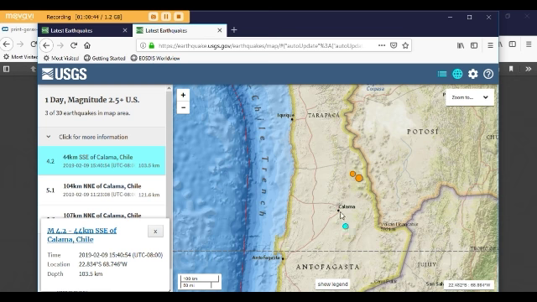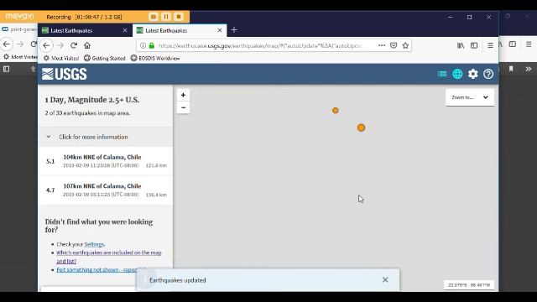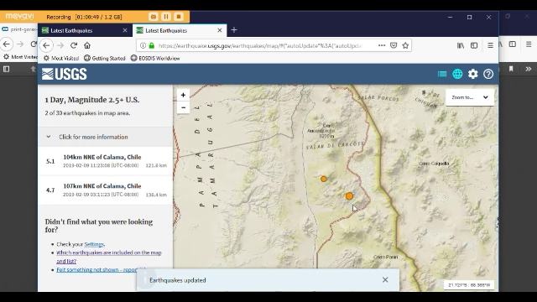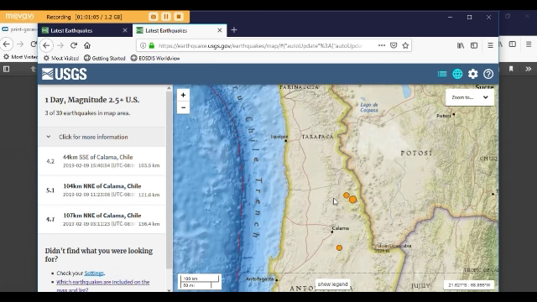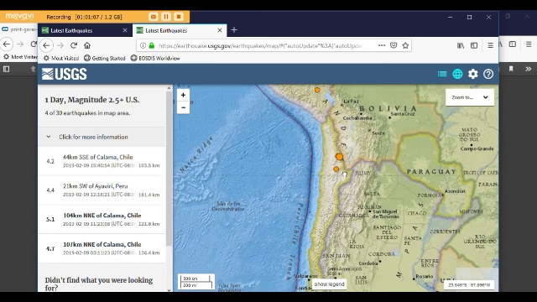So here's the town that they're referencing, Calama. And so here's a road that this 5.1 was next to. So I don't know if it did any damage or not. We'll find out.